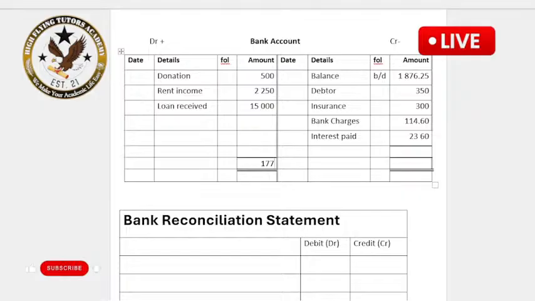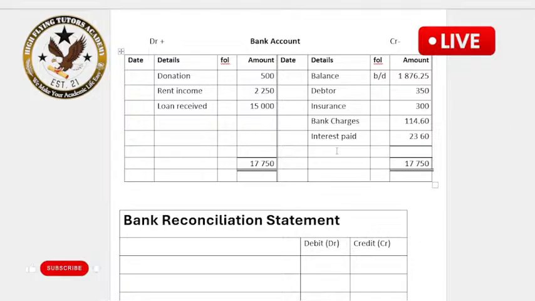177,750. 17,750. It means even on the credit side is going to be 17,750. And then remember we need to balance these sides.